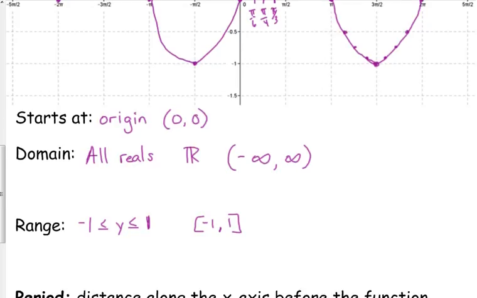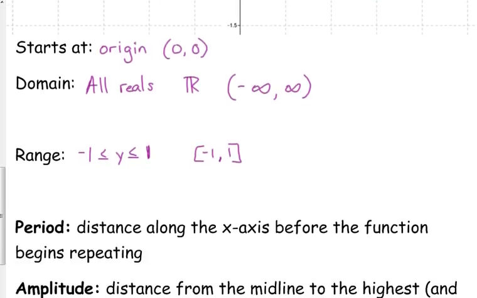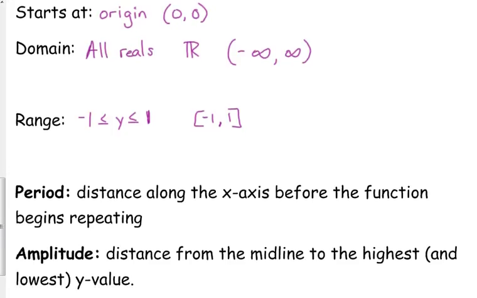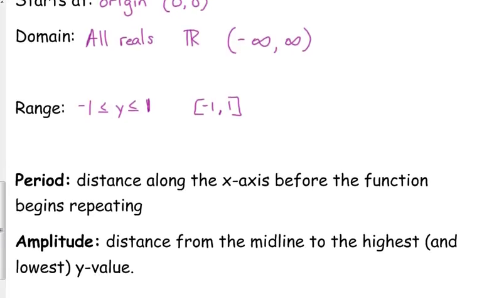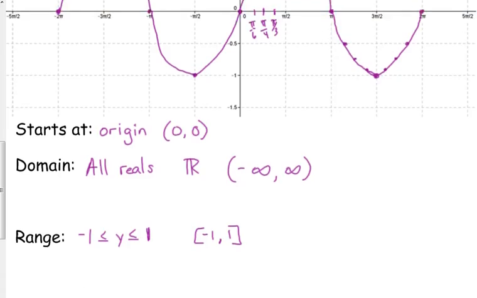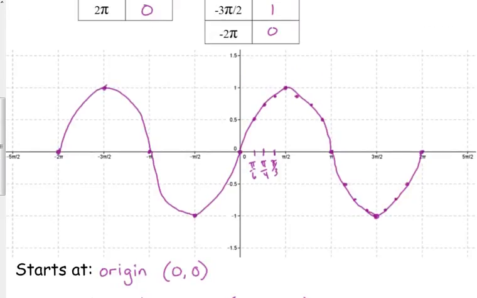Now, I mentioned that this is a periodic function. So the definition of the period is that it is the distance along the x-axis before the function begins repeating. In this case, I'm going to look at my starting point. I'm going to start at the origin, and I'm going to follow it, and I'm going to see how long it takes before it starts repeating.